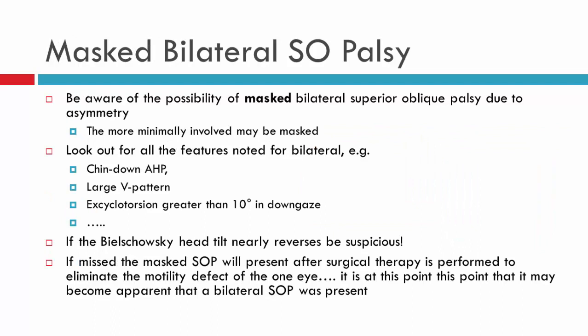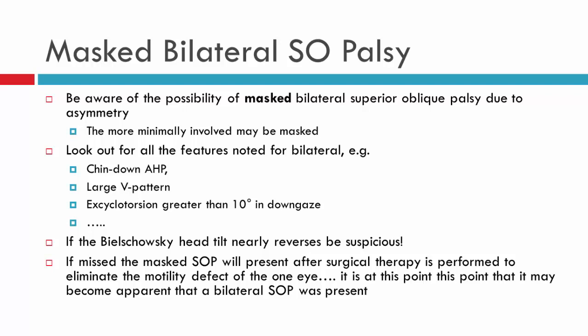And finally, I need to bring your attention to the masked bilateral superior oblique palsy. You need to be aware that some patients, when they have asymmetrical superior oblique palsies, that asymmetry can mask one of the superior oblique palsies. So let's say, for instance, that we have a right superior oblique palsy and a left superior oblique palsy, and the right is relatively large, but the left is very mild. You can miss the left superior oblique palsy and end up diagnosing the patient as having simply a unilateral right superior oblique palsy.